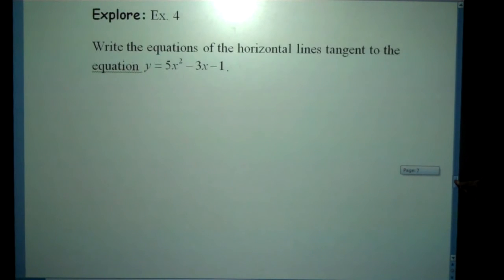All right, our last problem here. Write the equation of the horizontal lines tangent to the equation y equals 5x squared minus 3x minus 1. Horizontal lines. Think about what a horizontal line is and what kind of slope it has. At the moment we don't have any points or anything like that. We need to get some. So take a few minutes, talk about this with your groups, maybe about 5 or 6 minutes. You can pause the video now.